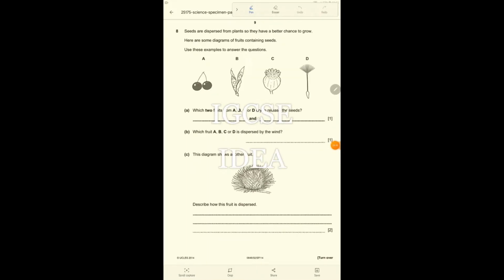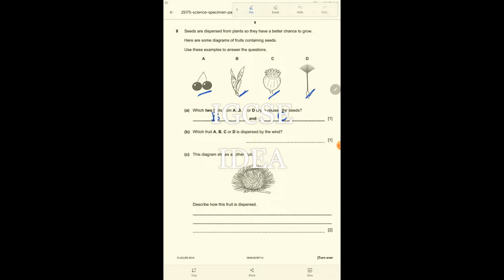Seeds are dispersed from plants, so they have a better chance to grow. Here are some diagrams of fruits containing seeds. Use these examples to answer the questions. Okay, A, cherries, B, some beans, C, I don't know what it is, and D is a dandelion seed. Which two fruits from A, B, C, or D dry to release the seeds? B and C. I guess C.